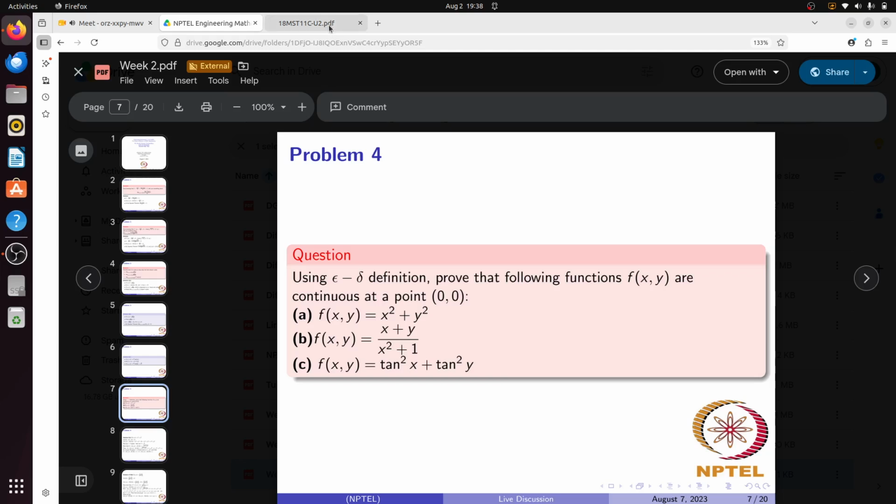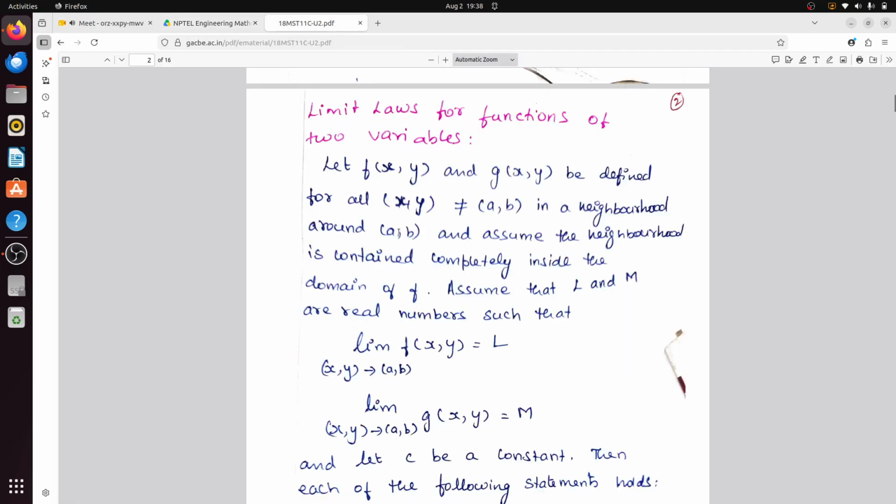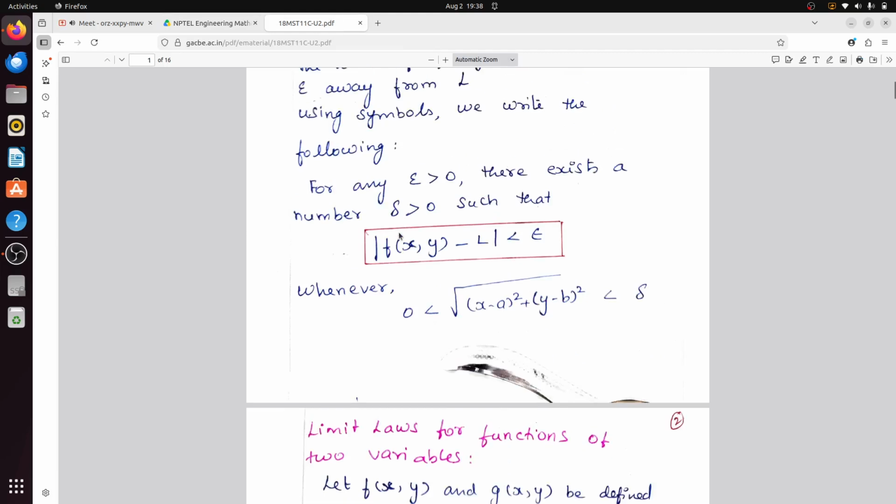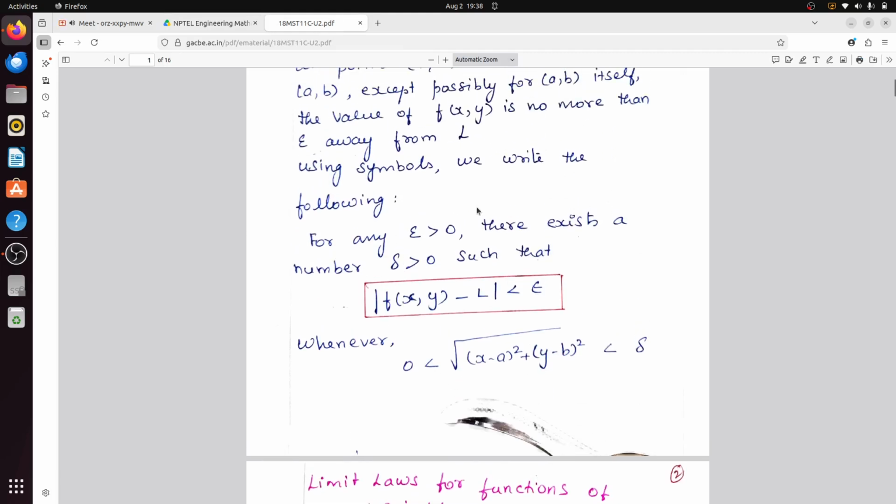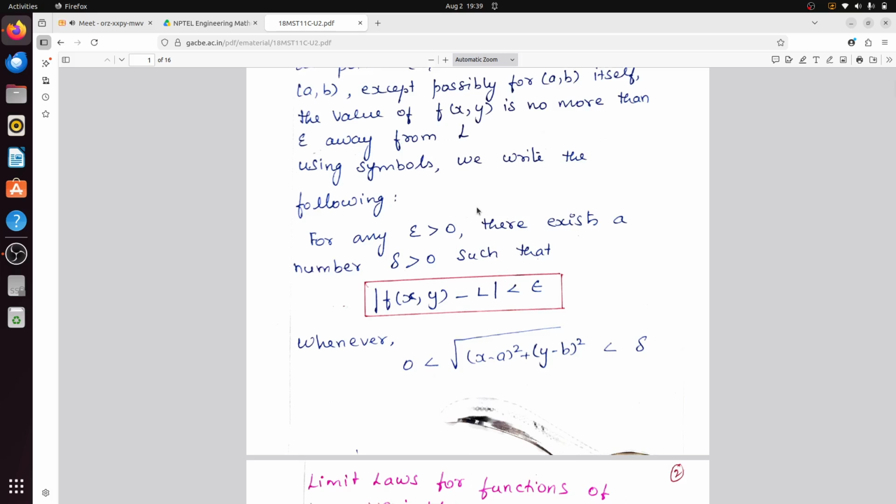So again I am recapitulating that for any epsilon greater than 0, you need to show that there exists a delta. Obviously delta will depend upon this epsilon. So this number delta greater than 0 exists, such that modulus of f(x,y) minus L is less than epsilon, whenever 0 is less than square root of (x minus a) whole square plus (y minus b) whole square, which is less than delta.